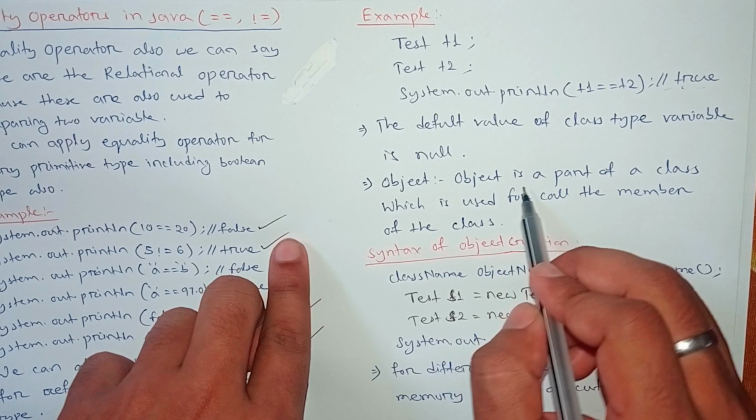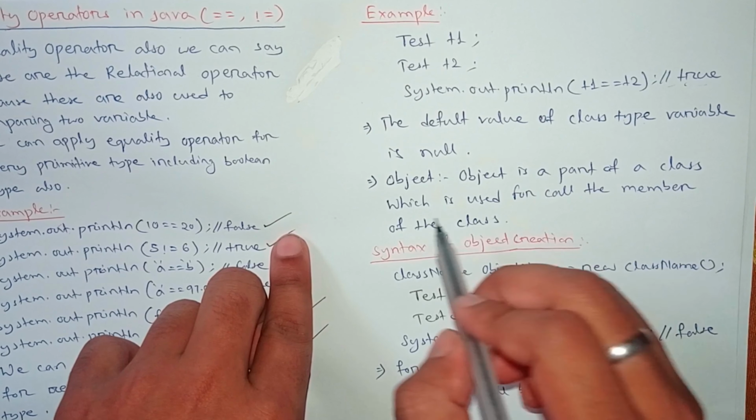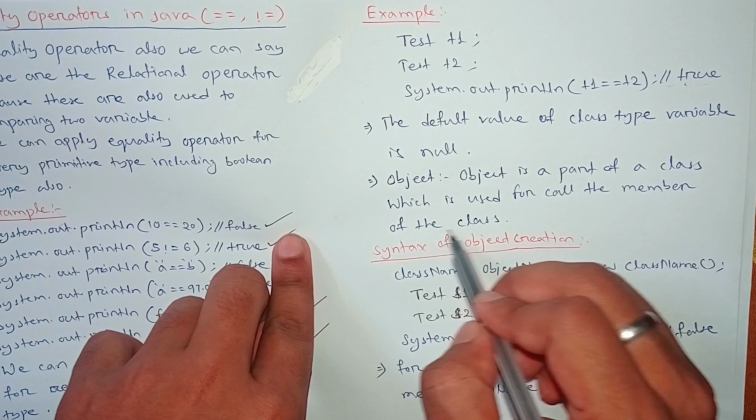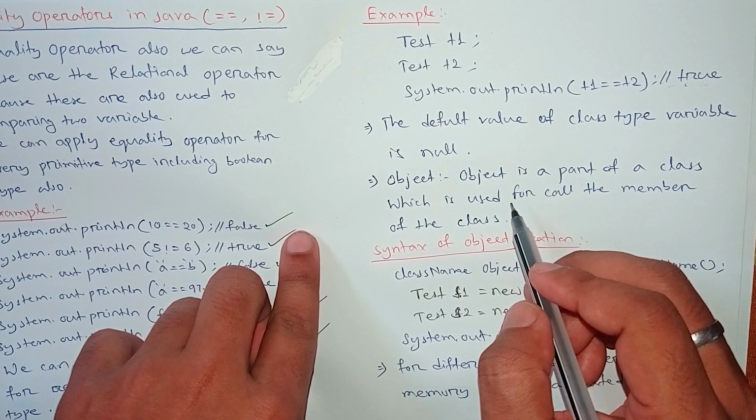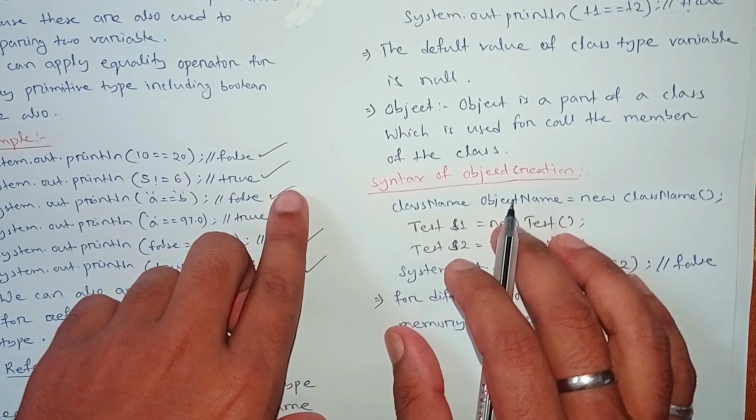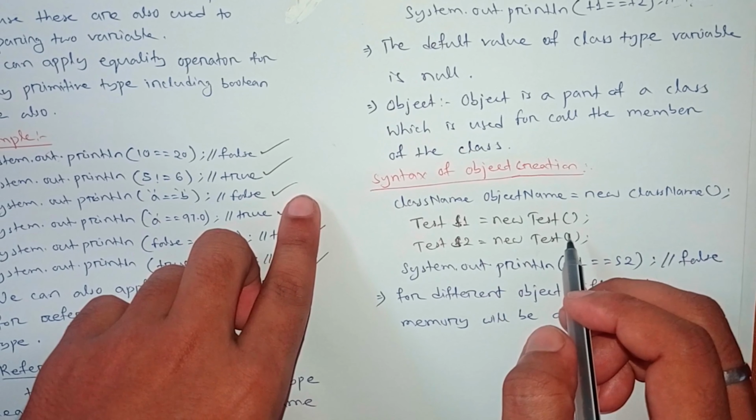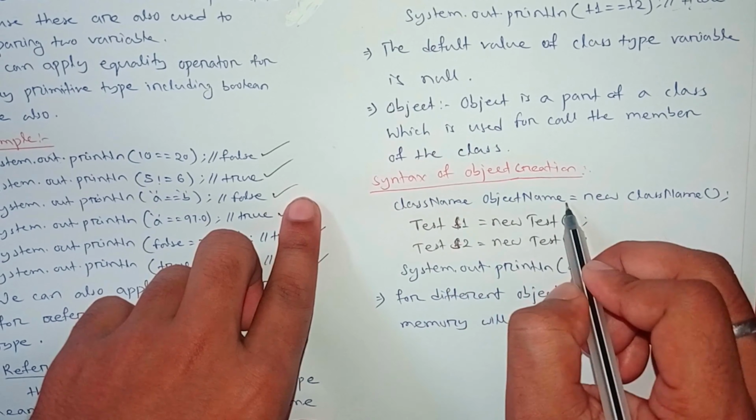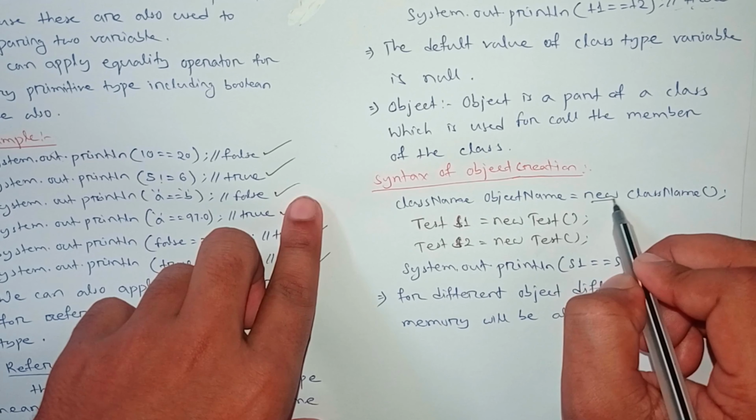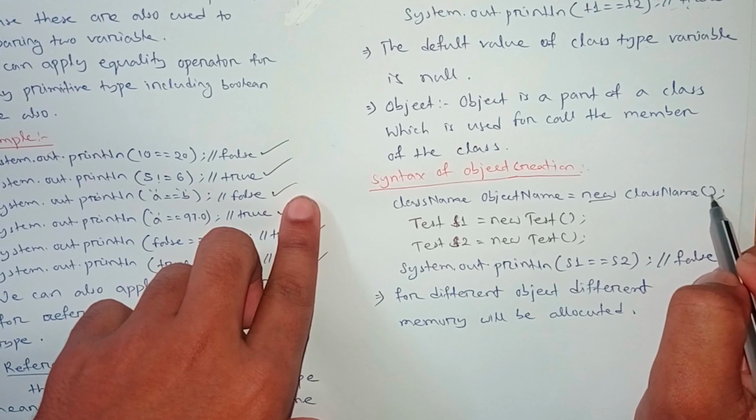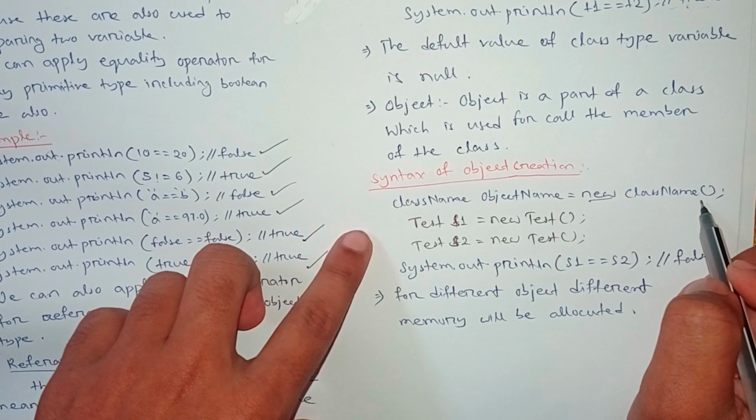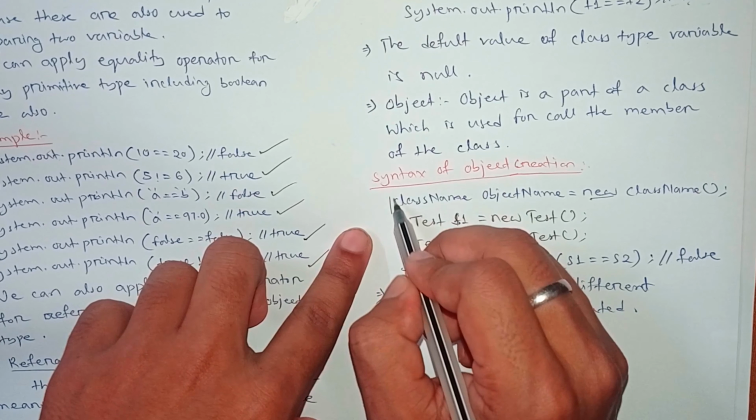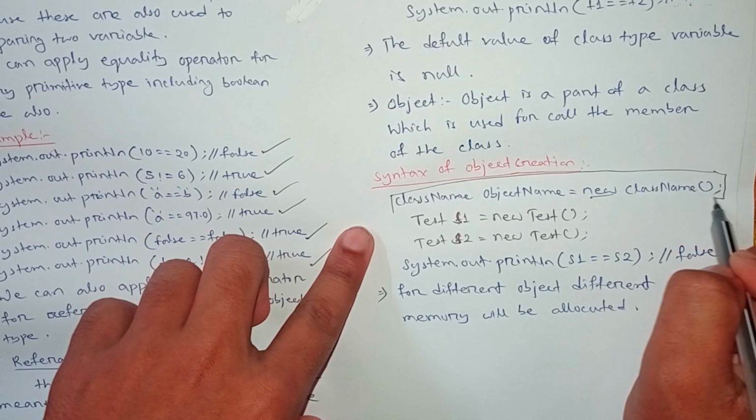Next, see object. An object is a part of a class which is used to call the members of a class. Now see the syntax of how to create the object: class name, object name equal to new class name, parenthesis and semicolon. This is the syntax of the object.